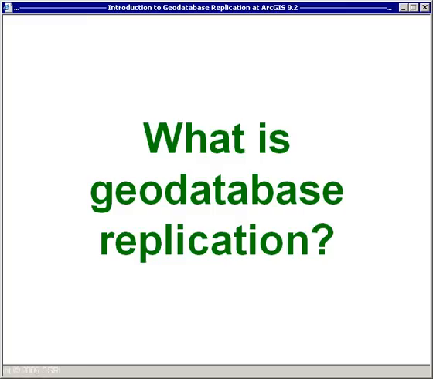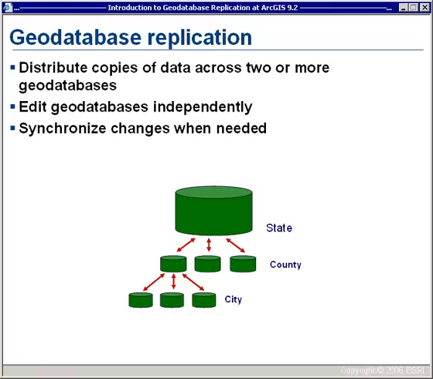I will now outline what geodatabase replication is and what it allows us to do. Geodatabase replication allows us to distribute copies of our data to 2 or more geodatabases. You can edit these geodatabases independently and synchronize the changes when needed.